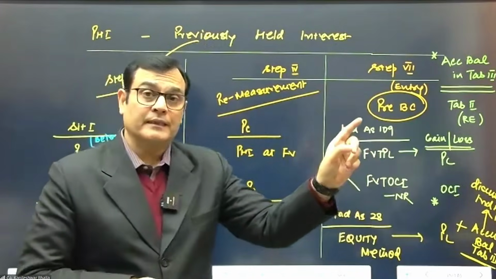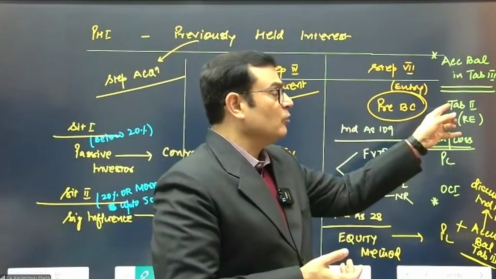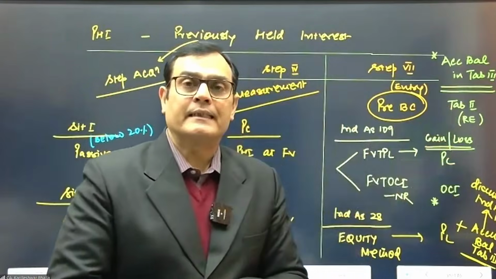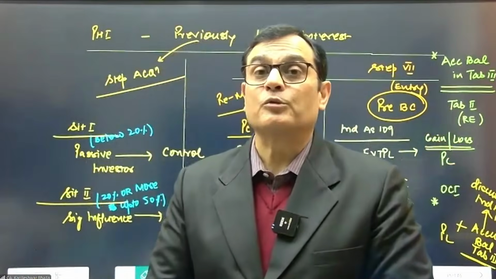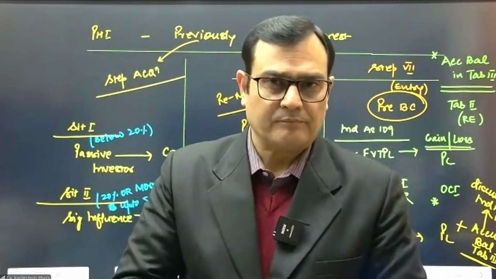If it is FVTOCI, the gain or loss is in the OCI. There would be some accumulated balance in the OCI in tab 3, and that will be transferred to the retained earnings directly because this is OCI NR.